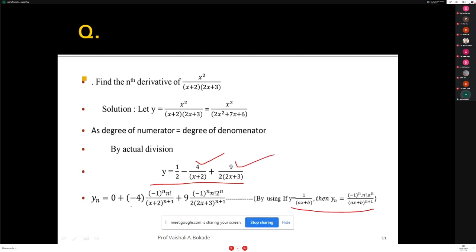You can observe I am keeping minus 4 aside as a constant, and applying the formula I underlined, 1 upon x plus 2, and 1 upon 2x plus 3. For the first term x plus 2, I have a is equal to 1, b is equal to 2. For the second term 1 upon 2x plus 3, I am substituting a is equal to 2 and b is equal to 3, and I am getting the value for yn here.